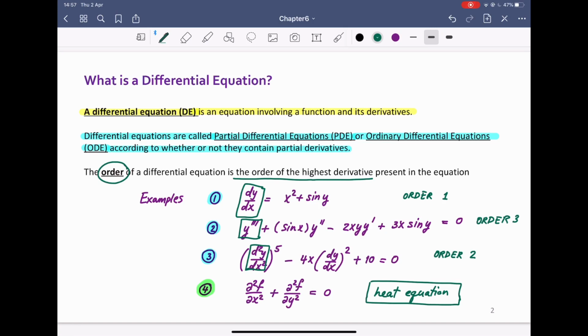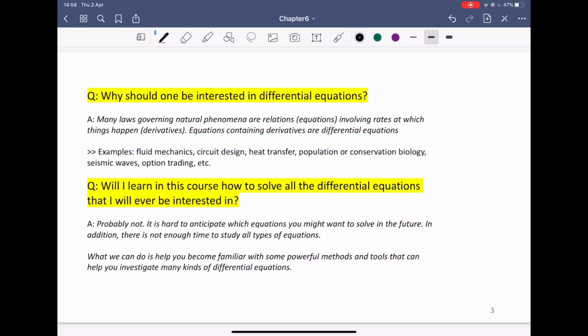Some of you are confused with number 5 here. Number 5 here, this is not order. If you want to call this, it is called degree, not order. So equation number 3 here is a differential equation of order 2. But if you ask for degree, this is degree 5, or the 5th degree. Now you may have a question: why should I be interested in differential equations? Why should I care about this stuff? So I have a short answer for you here.